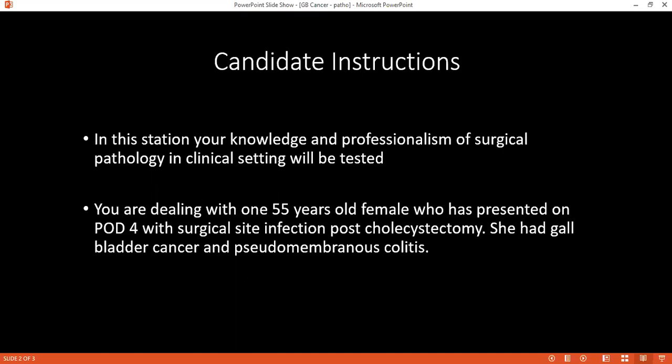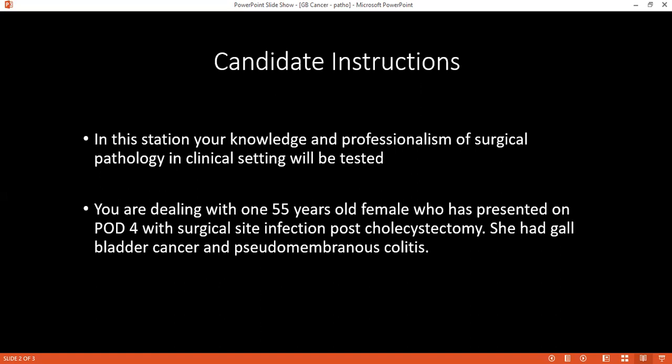Who would you involve in the management of this particular patient? I will involve an MDT to approach this. I will include a microbiologist, plastic surgeon, ID specialist, and pathologist. Yes, plastic surgeon.